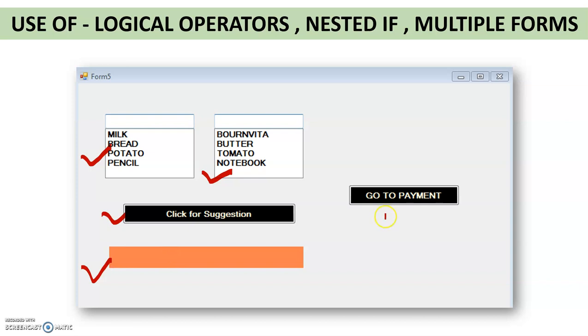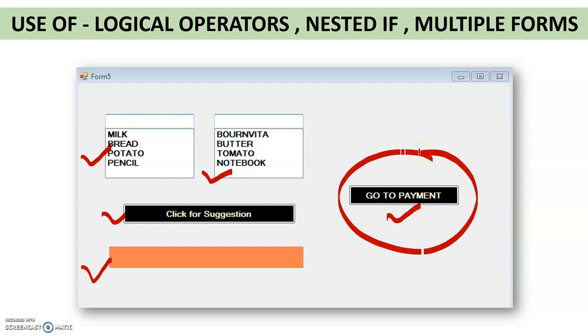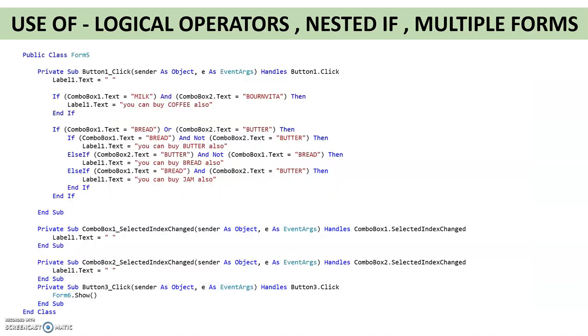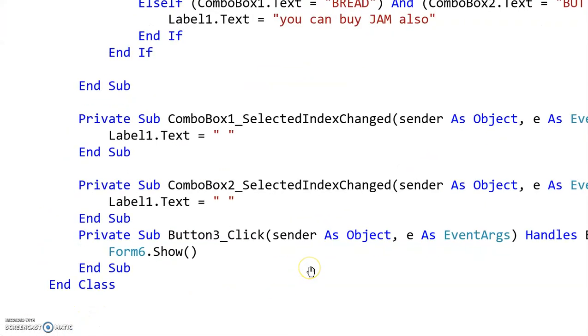Now I want to pay for my items, right? We have not mentioned any items or prices or anything, but this is to understand how to work with multiple forms. So after deciding the items, let's go to the payment, which is my another button. On the click event of that button, I want to show another form.